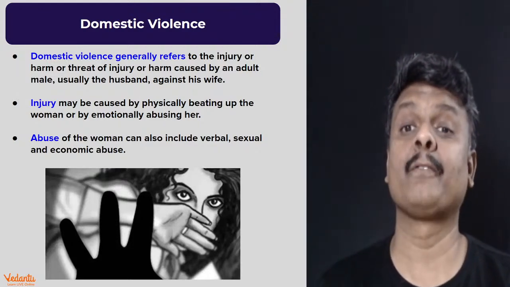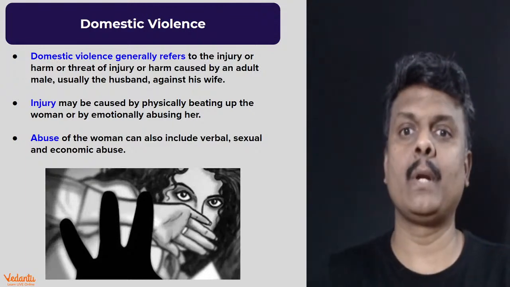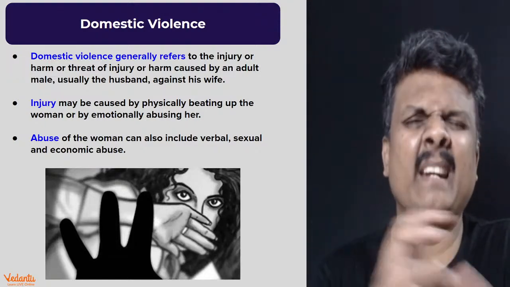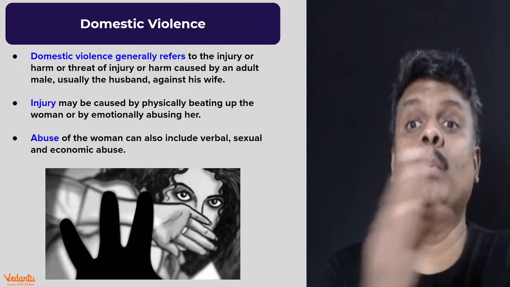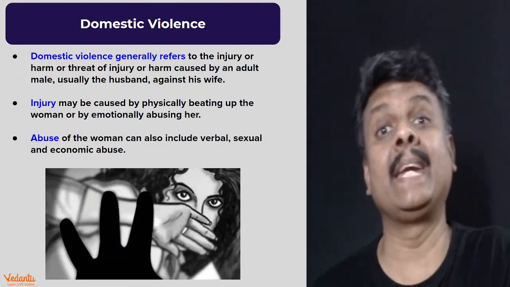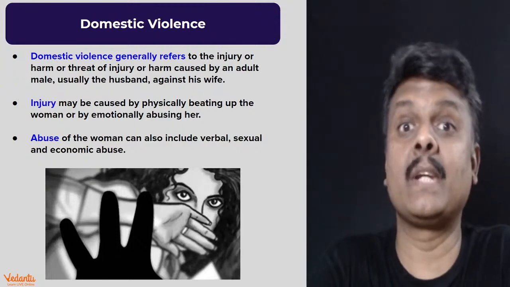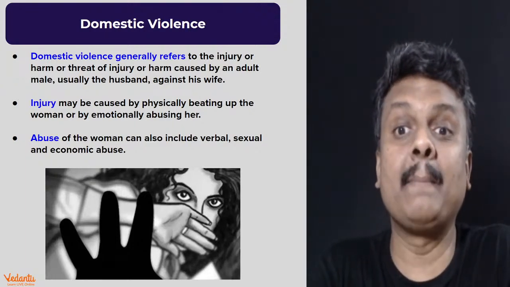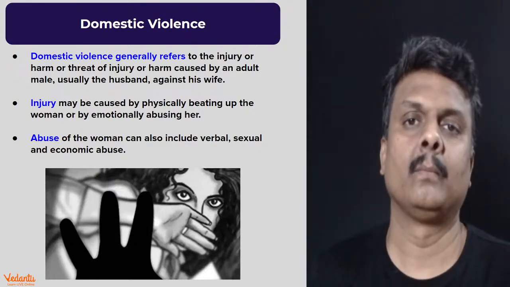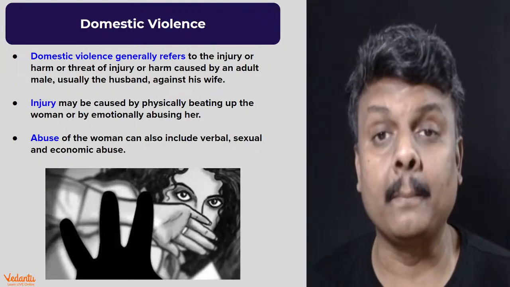Generally, domestic violence refers to the injury. Remember this definition: the injury or threat of injury caused by an adult male. It is an adult male. Generally, it will be the husband against the wife. Nowadays it has also become in-laws. So domestic violence is caused even by in-laws nowadays. Injury may be caused physically by beating them up or emotionally abusing them, which is totally unacceptable and intolerable.